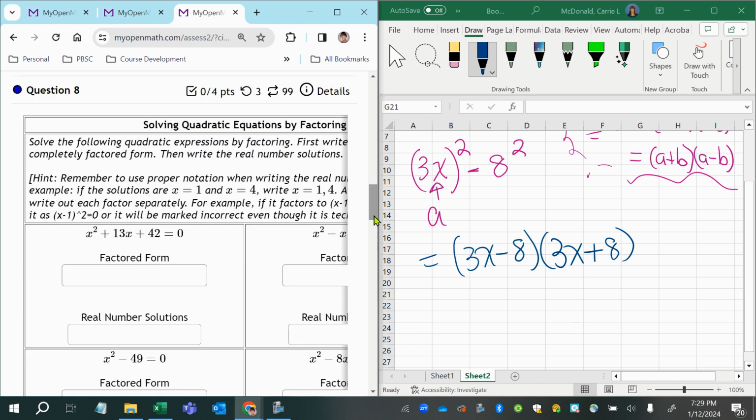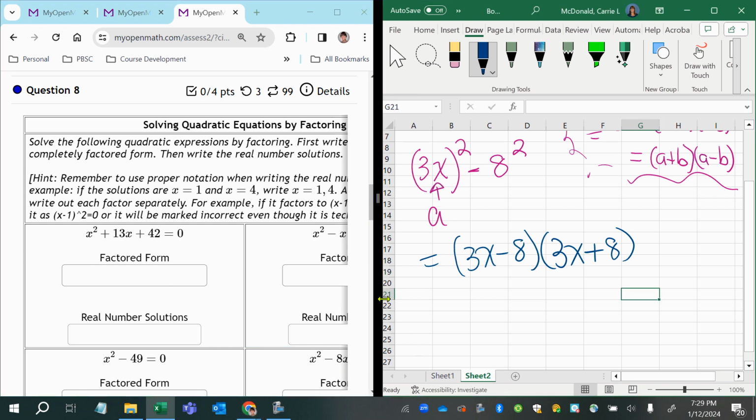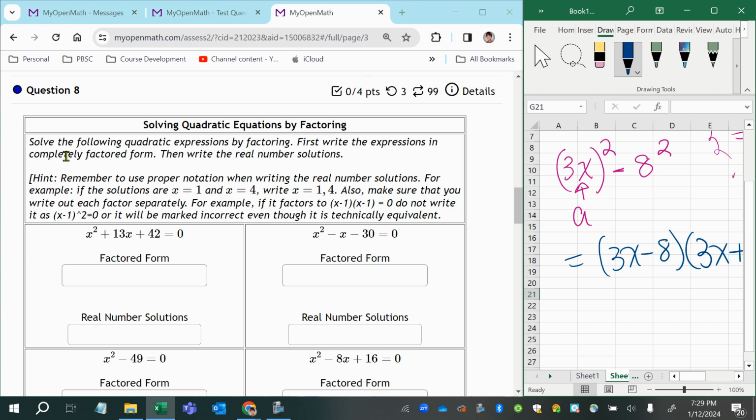Next, question 8. We have several polynomials to factor here. And let's read the directions. It says, solve the following quadratic expressions by factoring. First, write the expressions completely factored, then write the real number solutions. Hint, remember to use proper notation when writing the real number solutions. For example, if your solutions are x equals 1 and x equals 4, then write x equals 1 comma 4.